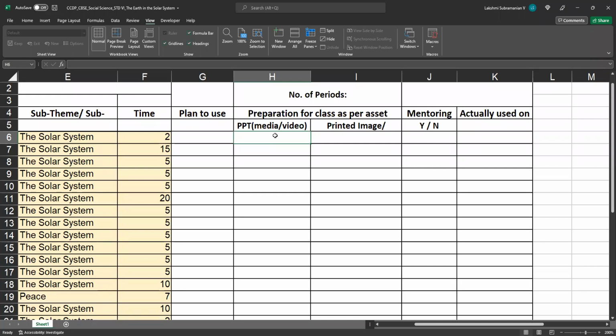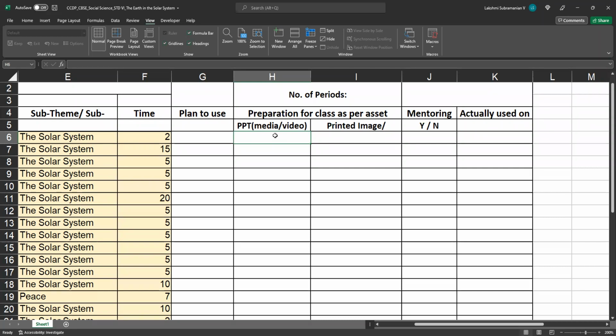It can come into column H, the PPT media video column. We can just put the URL over there, sir. Brother, you can put a URL, but if you don't have internet in the classroom, you will not be able to show it online. Sometimes we can download those videos, and just to keep a record, we can put the URL over there. Yes, whatever helps you.